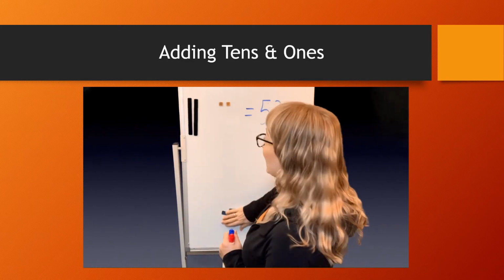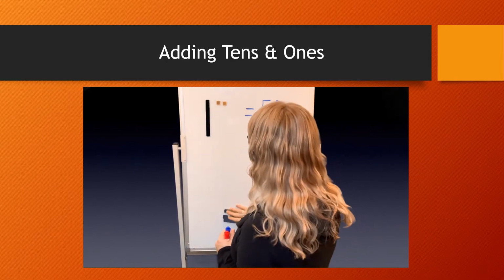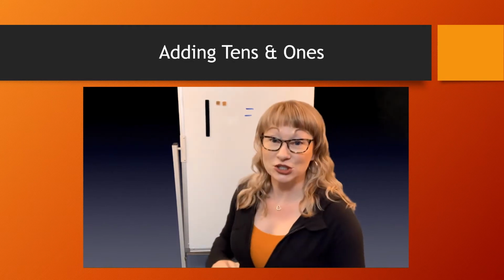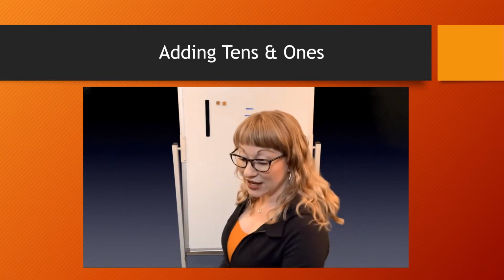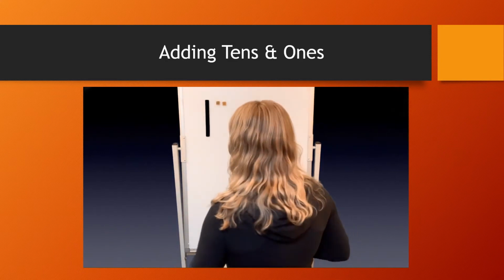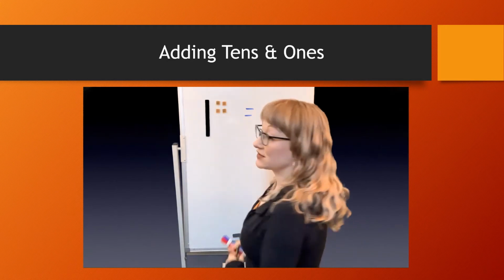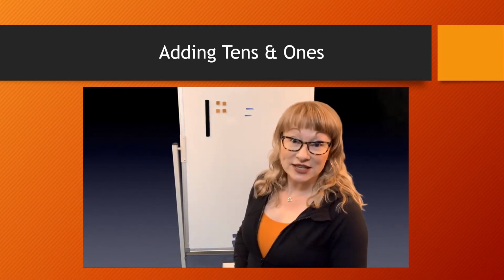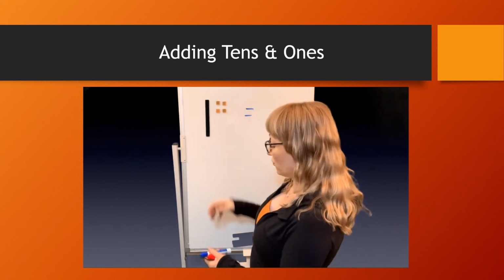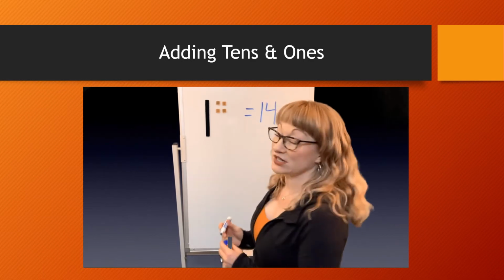So if I go back to my number 12, and I want to add ones. If I want to add 2 more ones to my 12, all of a sudden it's not 12 anymore. Now let's count and figure out how many we have. 10, 11, 12, 13, 14. So now I've made my 12 into 14.